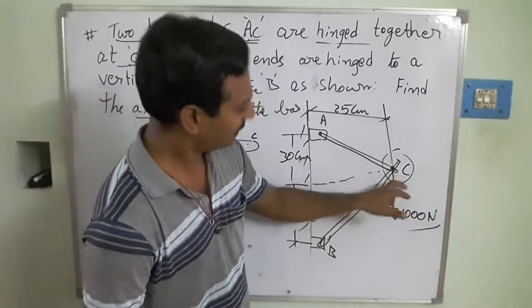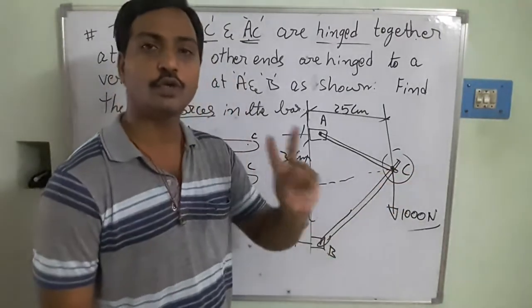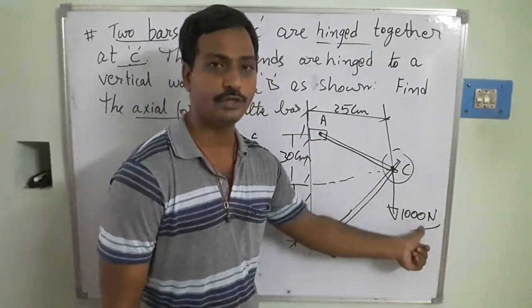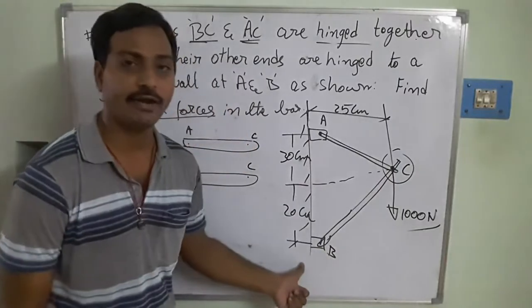So in this case, the BC member is subjected to two forces. What are the two forces here? The first force is a component of this 1000 newtons, and the reaction force is generated at B.